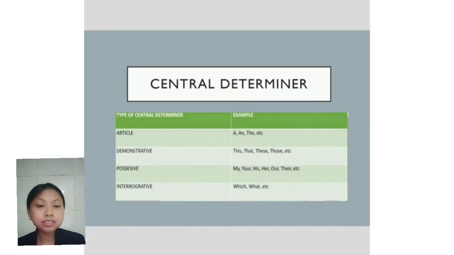And next for the central determiner here, the types of central determiner are article, demonstrative, possessive, and interrogative. So it is mostly used in our education in studying English, so we use it often. For the first one is article, for the example a, an, and the. And then demonstrative is used to point to the location of a noun, which is this, that, these, and those. And then for the possessive, there are my, your, his, her, our, their. And then for the last one here is interrogative, consisting of which, what, and many more.